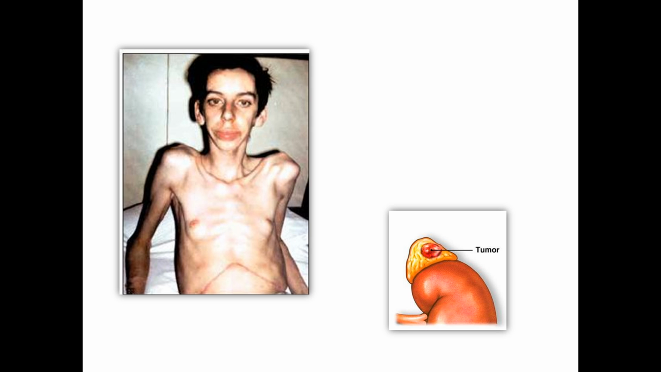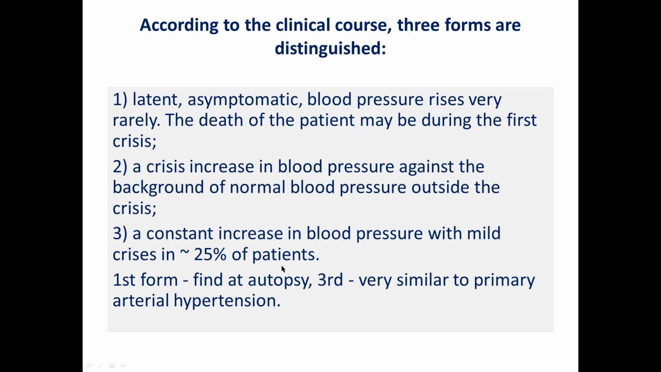Pheochromocytoma may be associated with other endocrine disorders like gynecomastia or Marfan syndrome. According to the clinical course, three forms of pheochromocytoma are distinguished: latent form, crisis form, and constant form. Latent is mostly asymptomatic, blood pressure rises very rarely, and the death of the patient may occur during the first crisis. Crisis form is an increase in blood pressure against the background of normal blood pressure outside the crisis, and the constant form is a constant increase in blood pressure with mild crises.